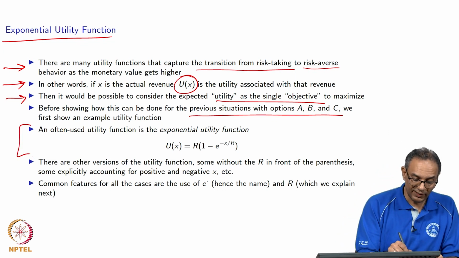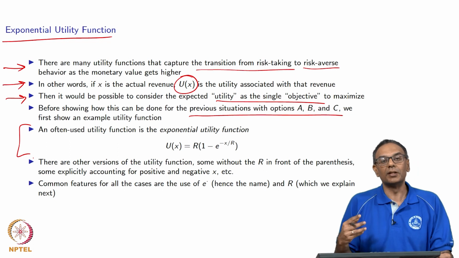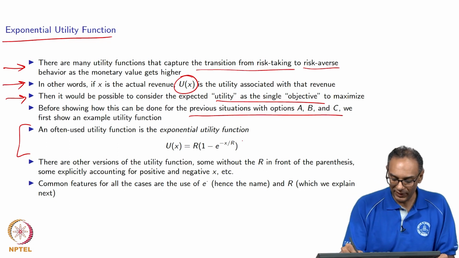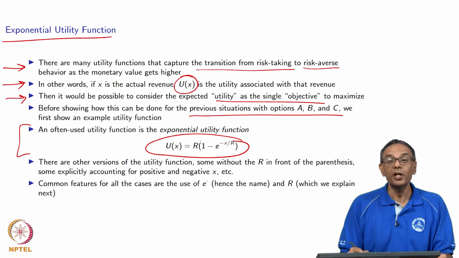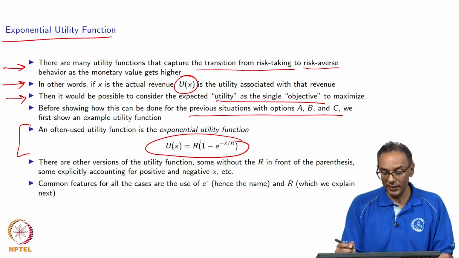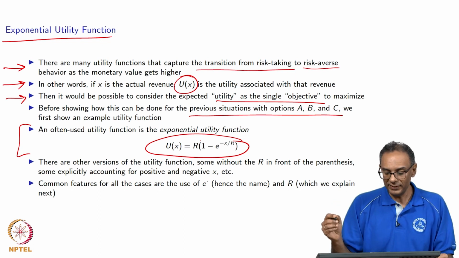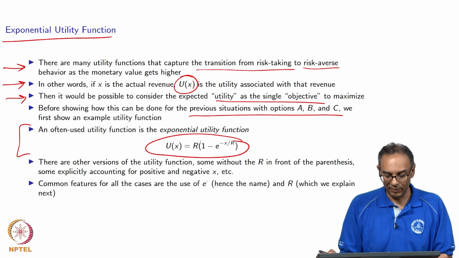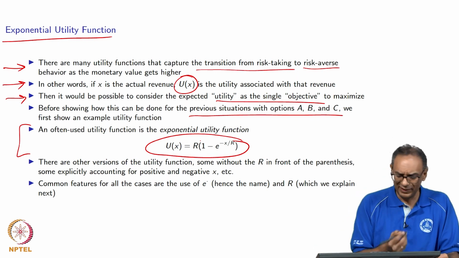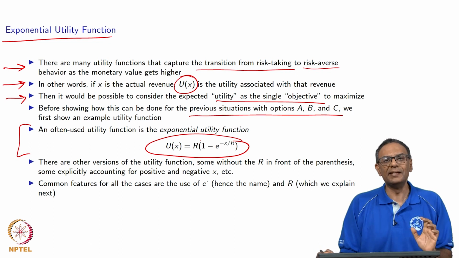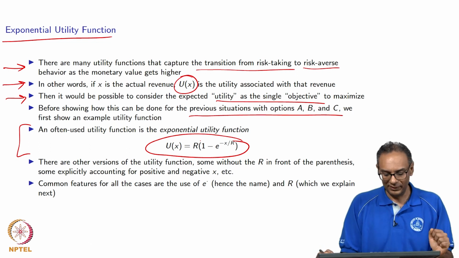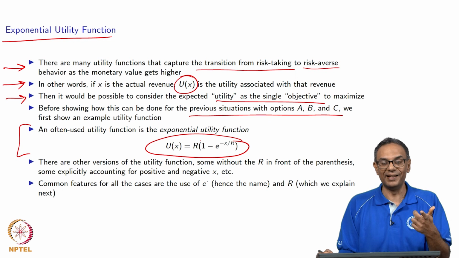Now, one utility function that is used a lot is what's called the exponential utility, and we write down the exponential utility function like so. U of x is r times 1 minus e to the power minus x divided by r. Now, there are other utility functions as well, but we are picking the exponential just for the sake of picking one and presenting it here.